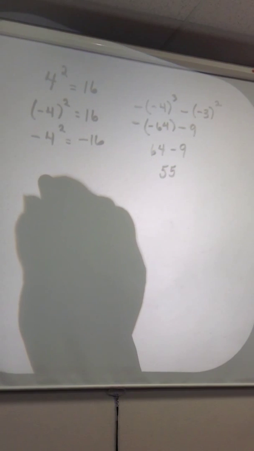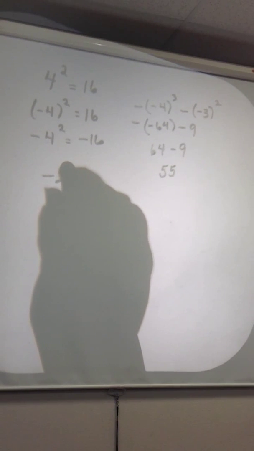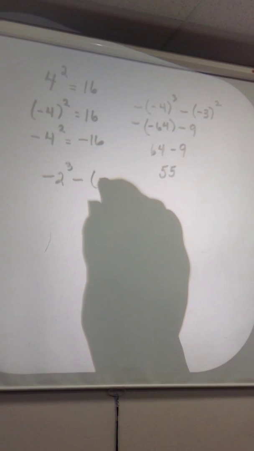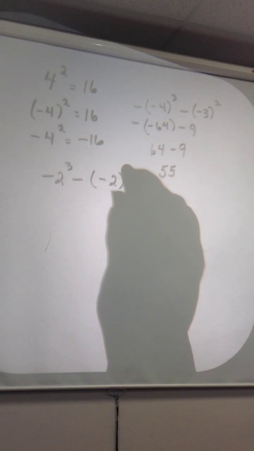We have negative 2 to the third power minus, in parentheses, a negative 2 to the third power.